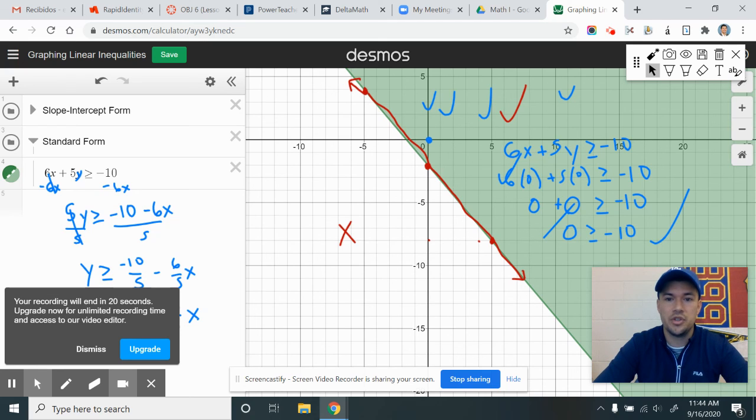The only way to show the solutions of this inequality, because there's an infinite amount of points, is to graph it. You couldn't list them all. You couldn't tell me 0, 0, 1, 0, 2, 0. You can't list all the points. So the way that you solve a linear inequality is by graphing it. You need to graph the solution set and shade. Beautiful.